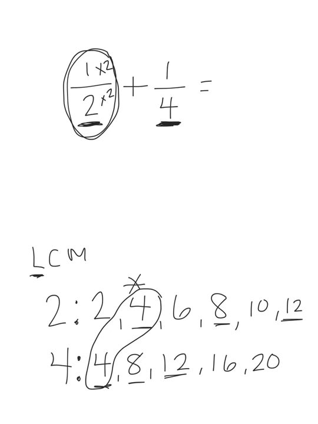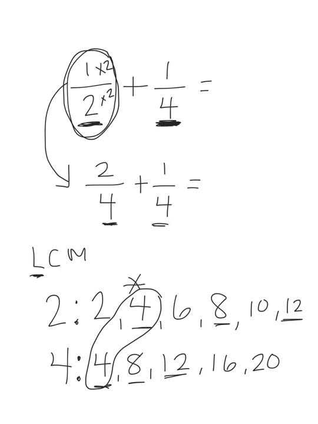So let's go ahead and rewrite that. Well, I know that 1 times 2 is 2, and I know that 2 times 2 is 4. And like I said, in 1/4, your denominator is already your least common multiple, which is 4, so I'm going to leave that one alone. And if you think about it, 1/2 is equivalent to 2/4, but now my denominators match.